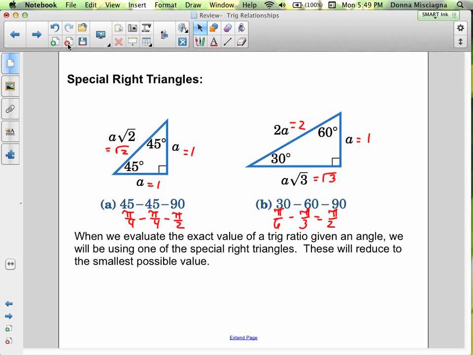For the 30, 60, 90, which we can think of as pi over 6, pi over 3, pi over 2, the side that's opposite the 30 degree, or the pi over 6 in radians angle, is 1. The side that is opposite the 60 degree, or the pi over 3 in radians, is the square root of 3. And the hypotenuse, which is always opposite the right angle, is going to be 2, twice the short leg.